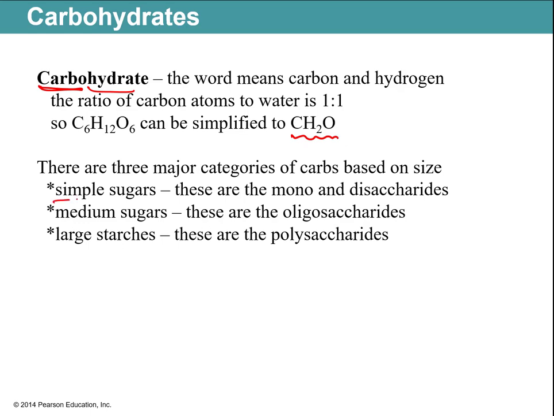We are going to talk about the simple sugars, the mono- and disaccharides, and we're going to talk more about the large polysaccharides like starches. We'll maybe get a chance to mention the medium ones. Those are not big parts of your diet, but they are involved in the ABO blood group types.